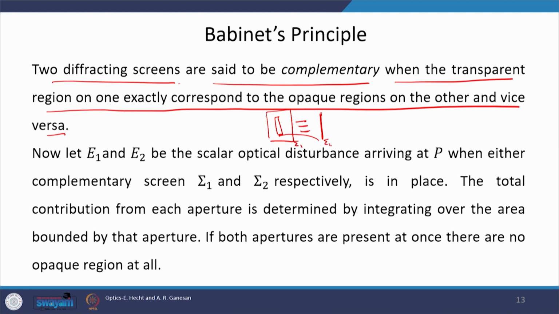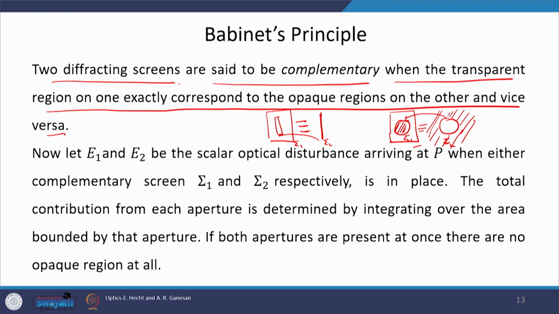These two screens are sigma 1, sigma 2. Similarly, say we have a circular aperture and a circular disc. Now, the circular aperture has this opening, and the circular disc has this opening extending till infinity. These two screens will also be said to be complementary. Why? Because if you take this disc and put it on this circular aperture, then it will cover up the aperture.